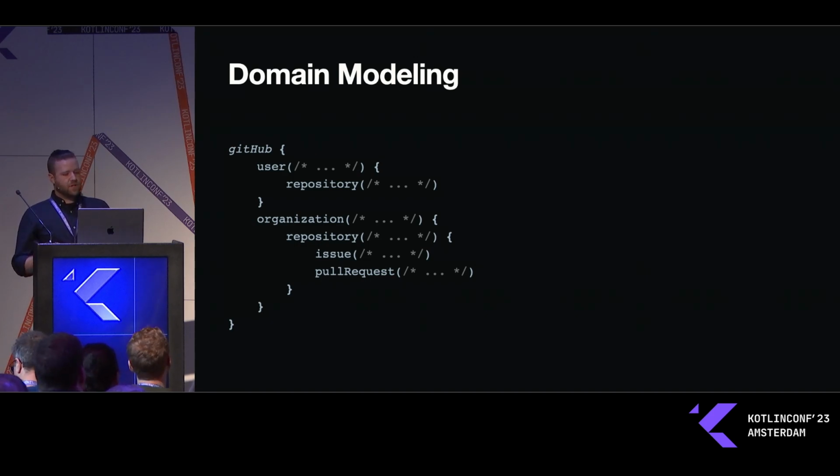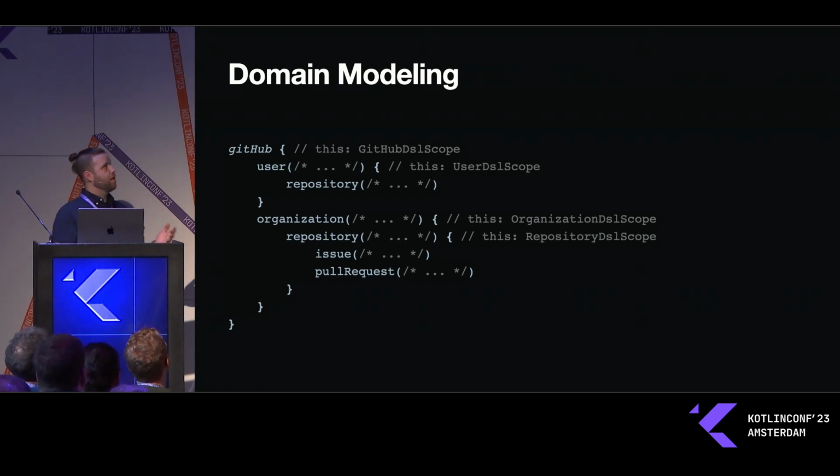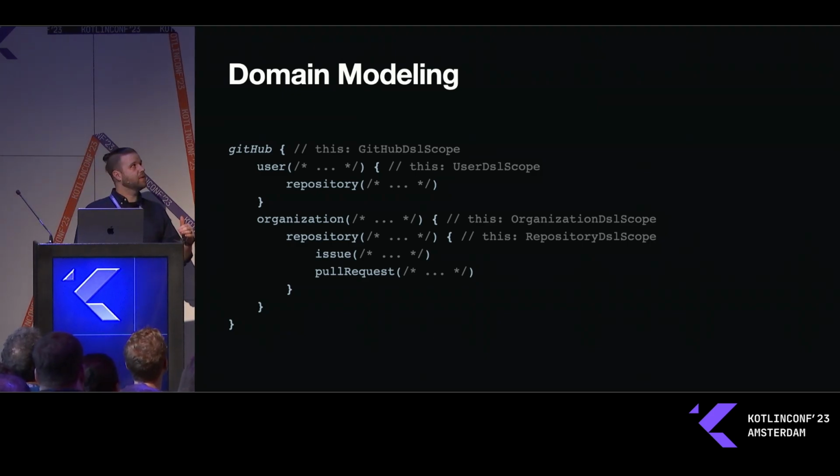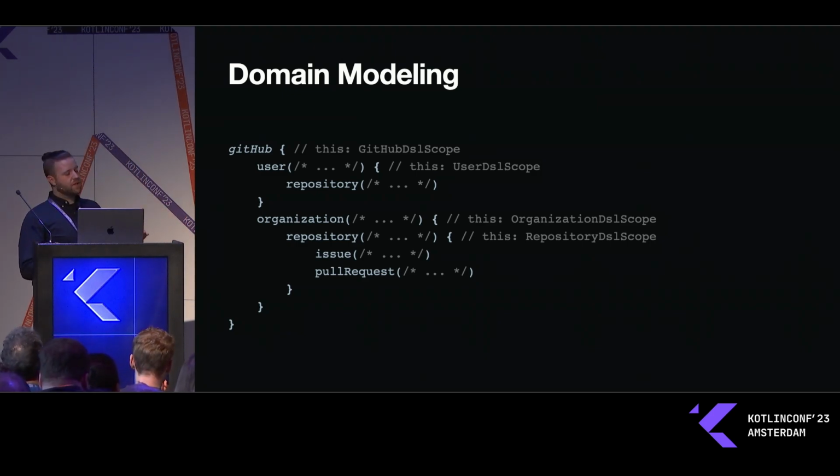Taking this and turning it into how we would actually implement it, what we might want to do first is say, all right, what are all of the different receivers of these Lambdas? Because as you can see, a DSL is really nothing more than just a bunch of nested Lambdas with receivers. So we can start by saying that top level one is going to be our GitHub DSL scope. Next one down is going to be user DSL scope, and then org and repository.